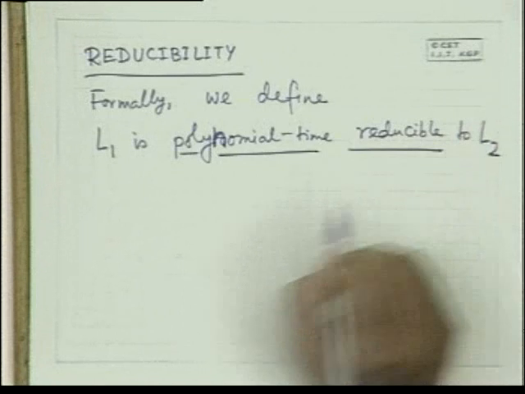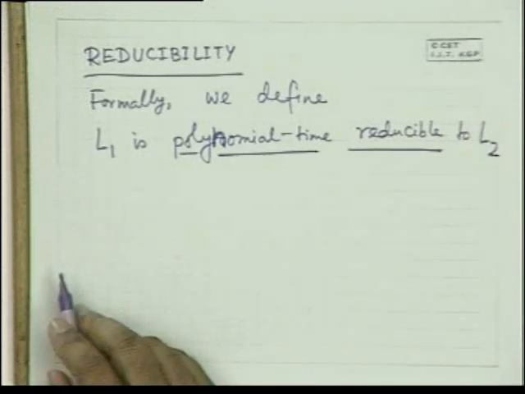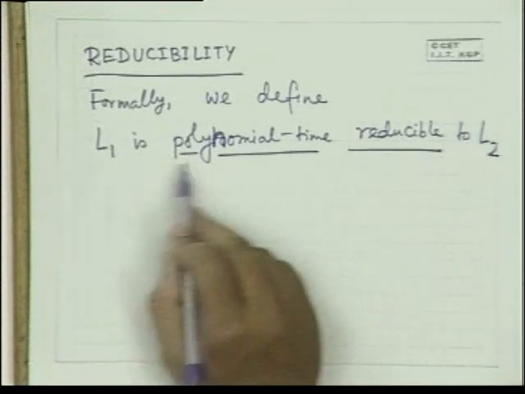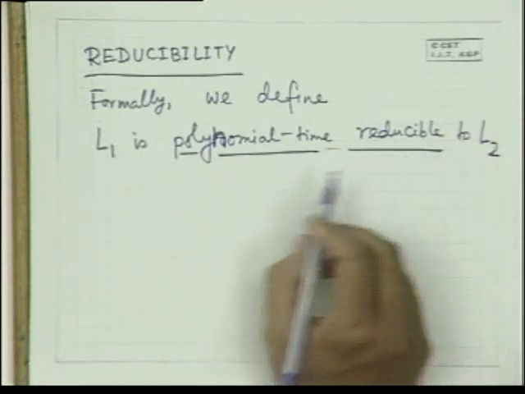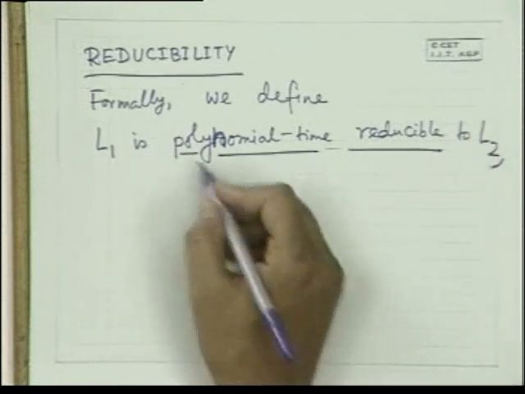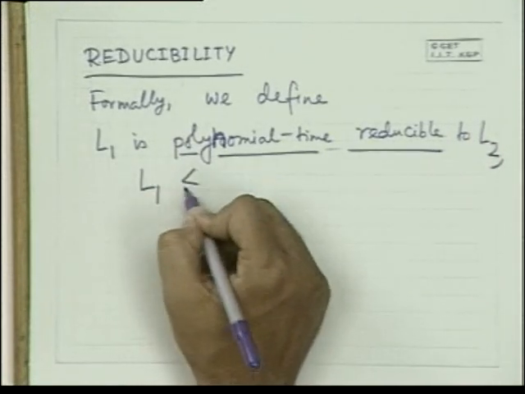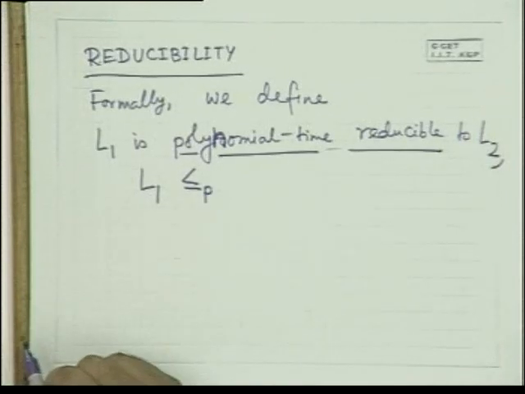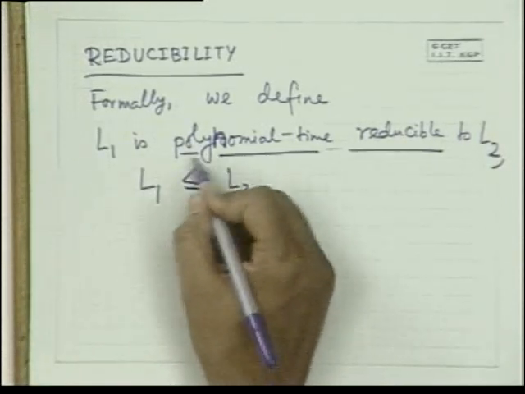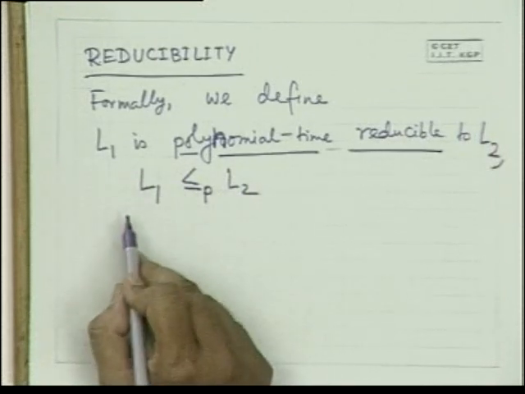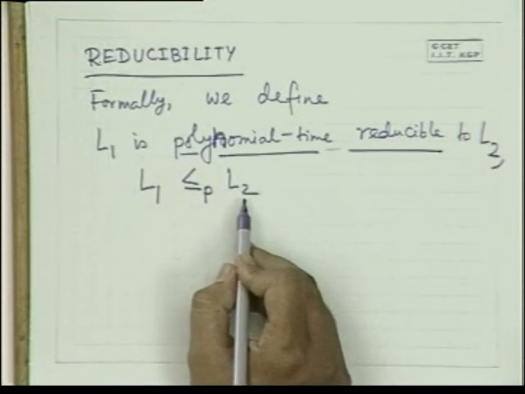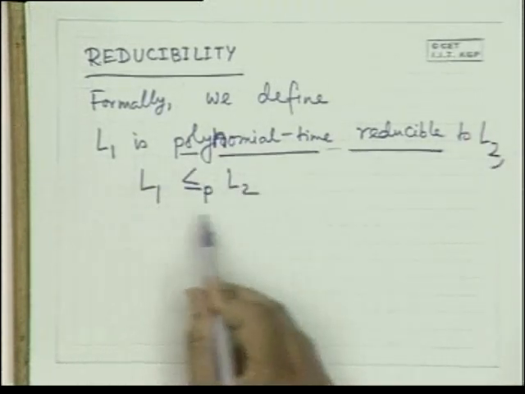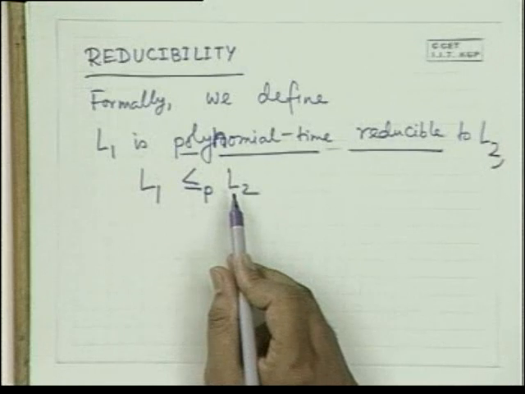So we are saying L1 can be reduced to L2 in polynomial time. We denote this as L1 less than or equal to with a polynomial P, L2. So this is the notation. It means that L1 can be reduced to L2 in polynomial time. I am just denoting this wording with this notation.